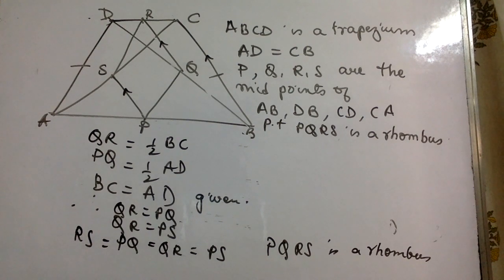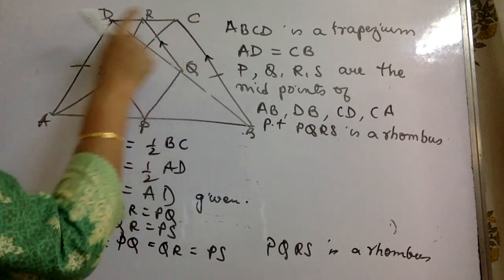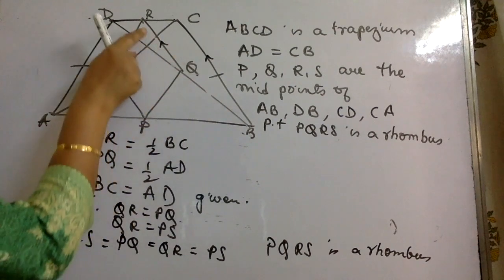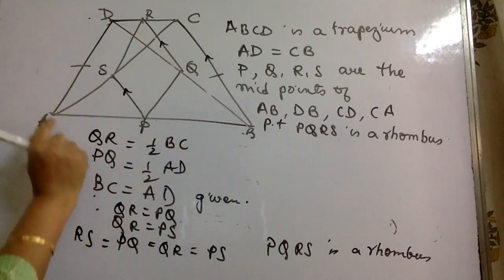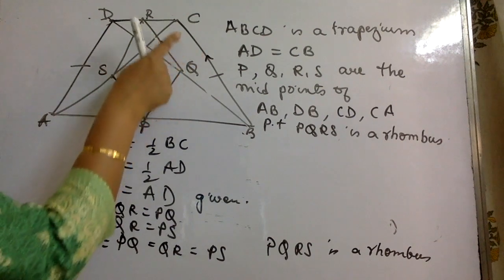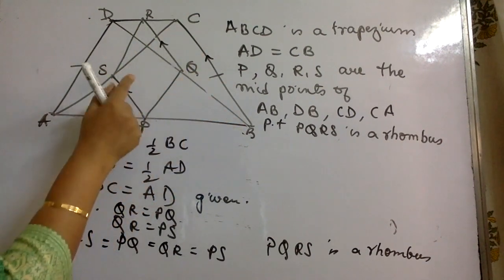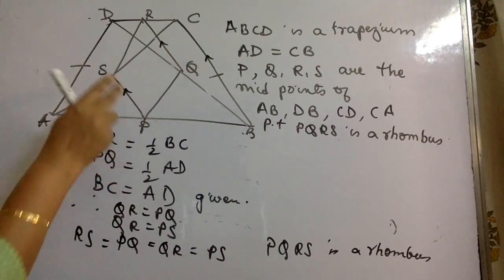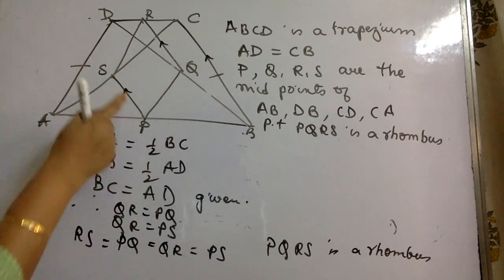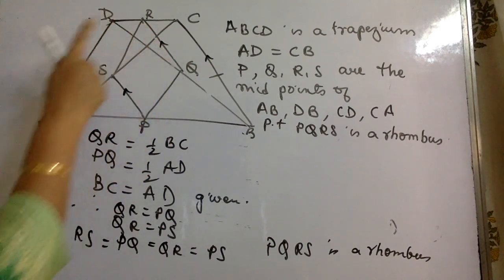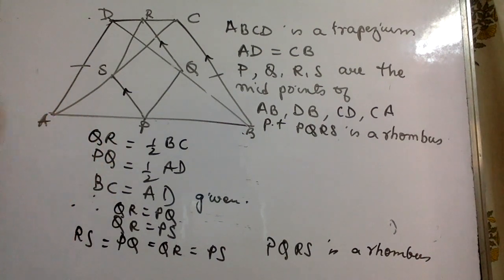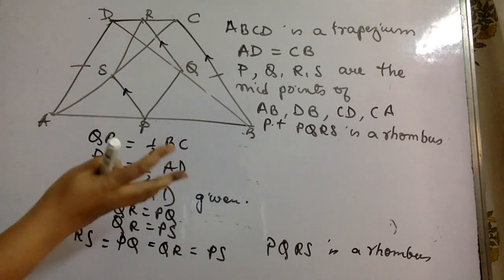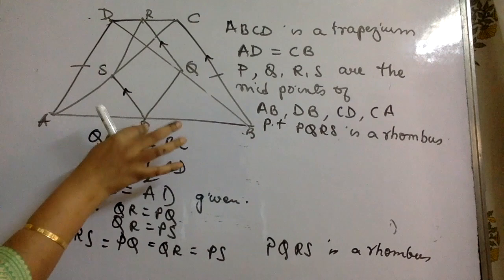So here we have CDB. We proved RQ parallel to BC and RQ equal to half of BC. Also, we proved SP equal to half of BC and parallel to BC. So, since they are equal to the half of same thing, they are equal amongst each other, and they are also parallel because they are parallel to the same thing. So this figure, the inside figure PQRS, became a parallelogram. Once it is a parallelogram, we know that this side RS is also equal to PQ.